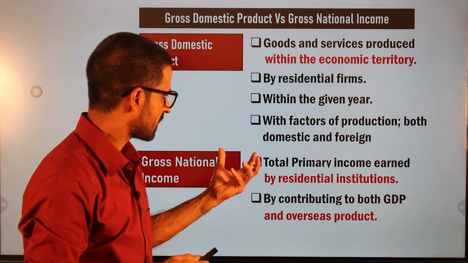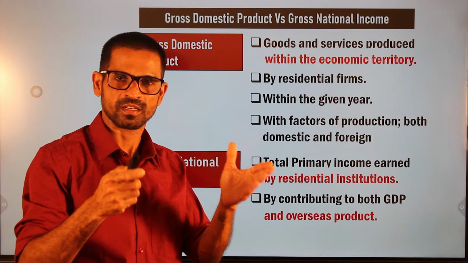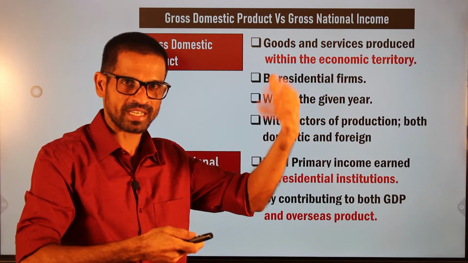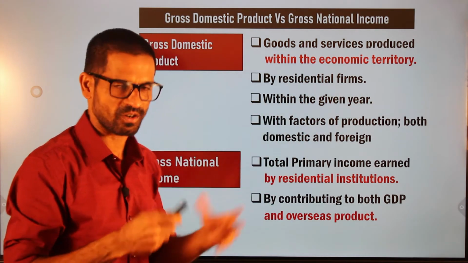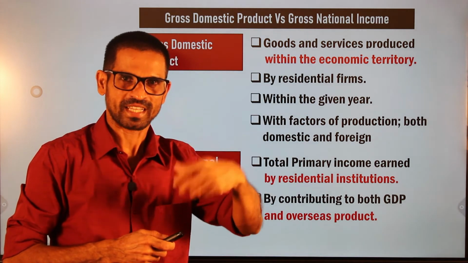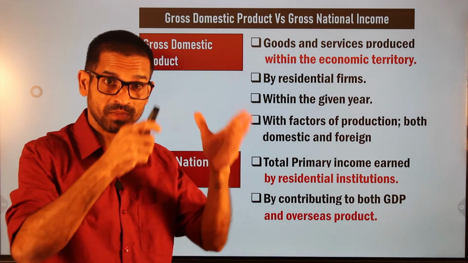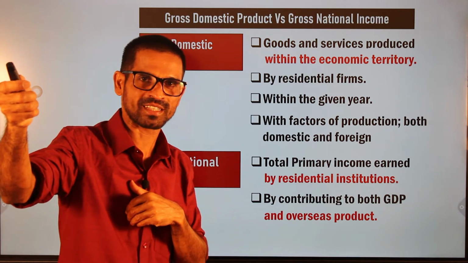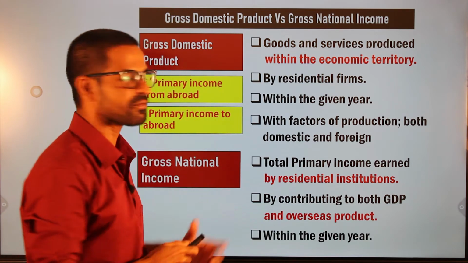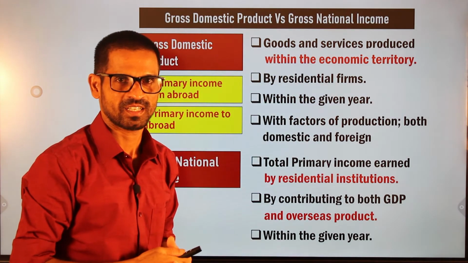Here, when you say residential institutions, contributing to overseas product especially: Mahendra Jayawardhana, working for Mumbai Indians as a cricket coach, earned an income from Mumbai Indians and IPL, that is not the GDP of Sri Lanka. It is overseas product. But he earns that income and brings it here. So that has to be within this gross national income. We call it primary income from abroad, primary income from rest of the world. He's bringing it from abroad here. So that should be added.